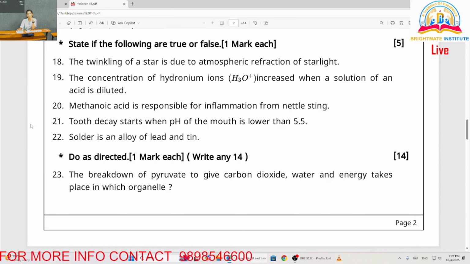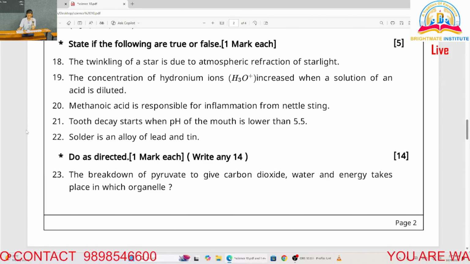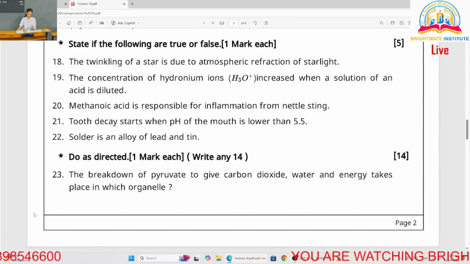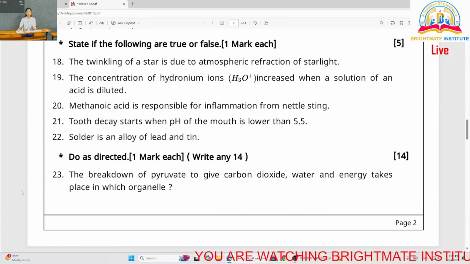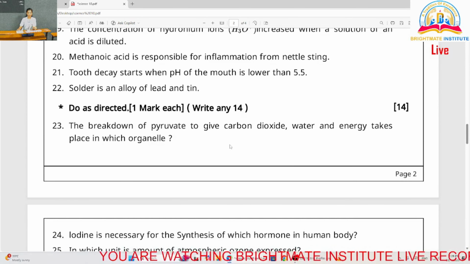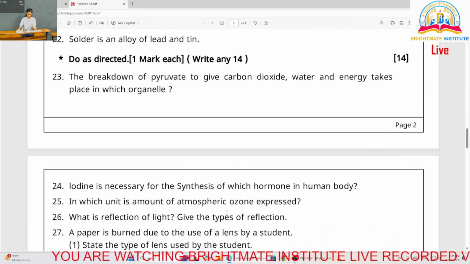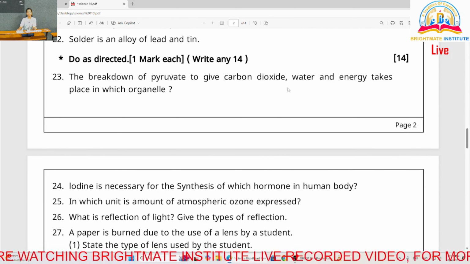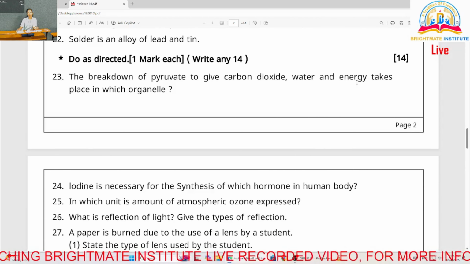So lower than 5.5 pH means the tooth starts decaying. So the statement is true. 22 is solder is an alloy of lead and tin. So solder is an alloy of lead and tin. True. Now 23 is the breakdown of pyruvate to give carbon dioxide, water and energy.